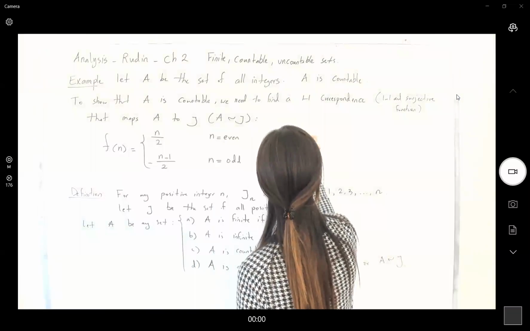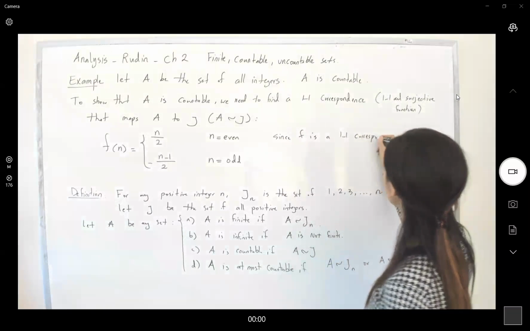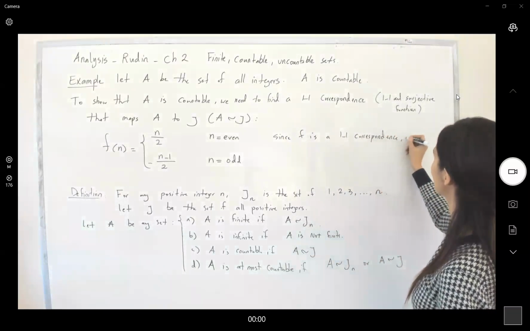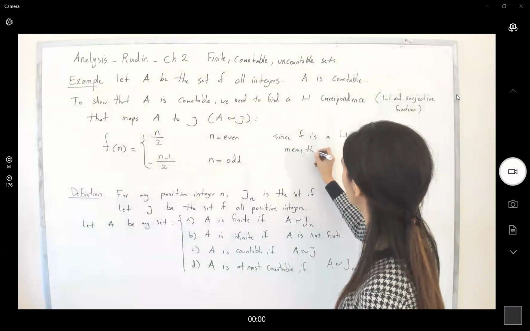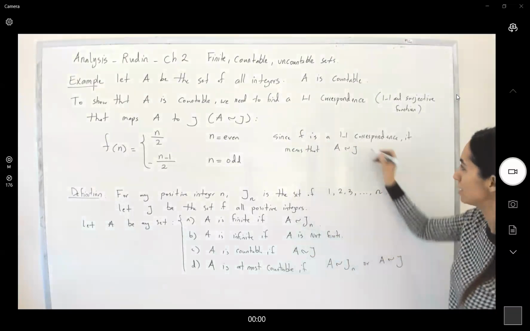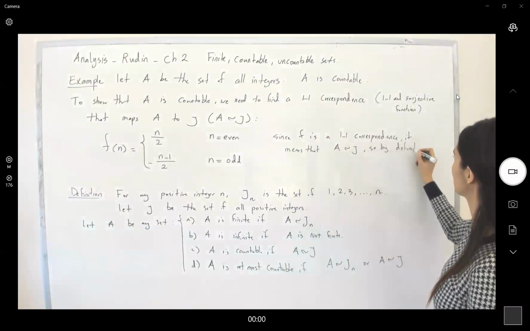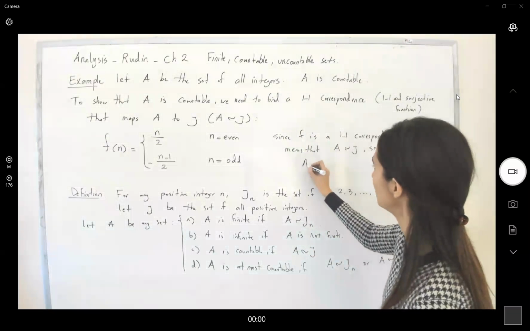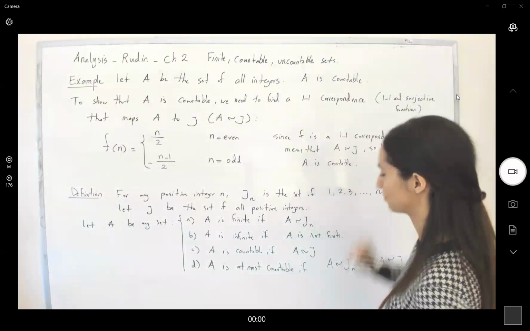Since F is a one-to-one correspondence, it means that A is equivalent to J. So by definition, A is countable.